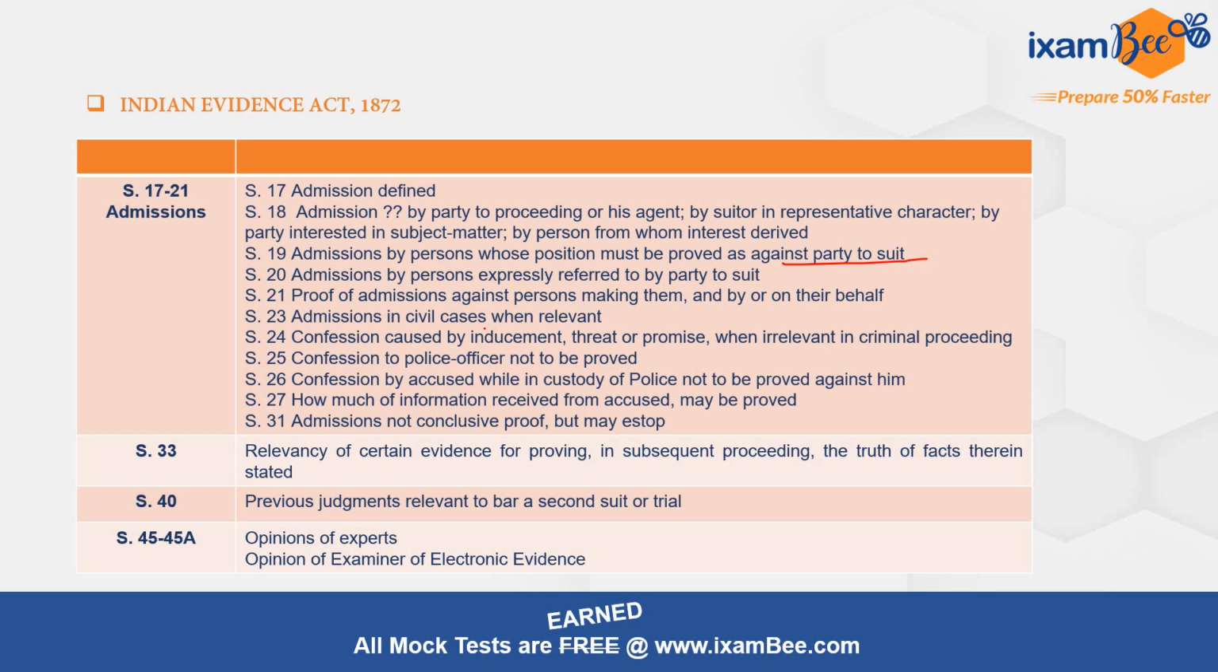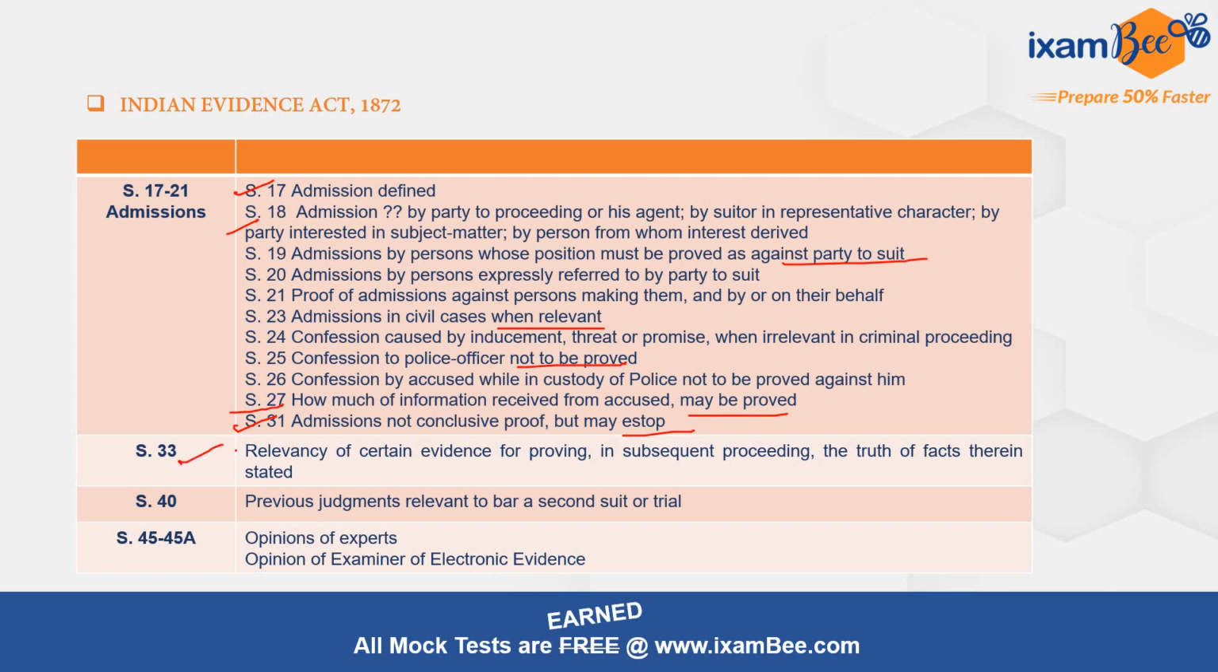Then admission in civil cases when they are relevant, confession to a police officer not to be proved, how much of information received from the accused may be proved, admission not conclusive proof but may estop. So basically here you can see section 17 to 27 and then section 31, that is important.